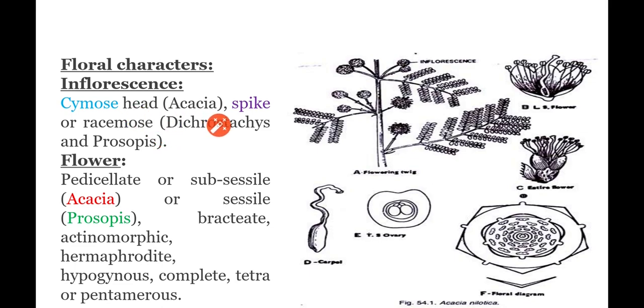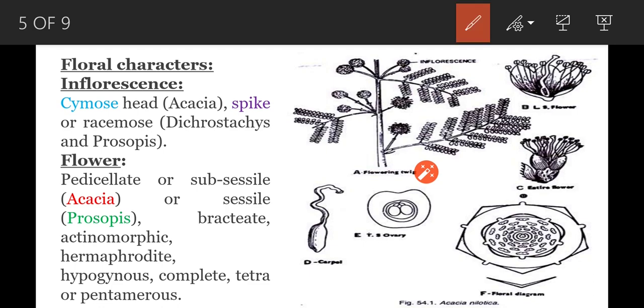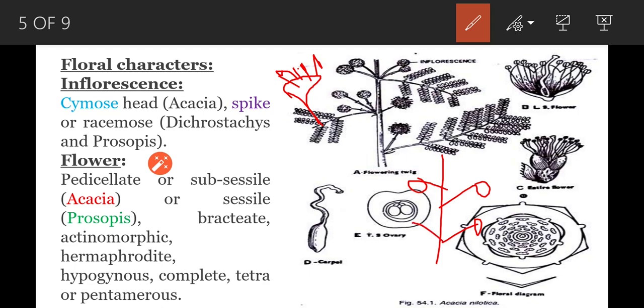Cymose head is seen in Acacia nilotica. This is cymose head. That means the inflorescence axis is condensed to form a flattened disc. On the flattened disc, a number of flowers are present. Such inflorescence is called cymose head. Spike inflorescence is also found in some members of Mimosaceae family. Next, racemose inflorescence is found in Prosopis. In Prosopis, the inflorescence axis shows continuous growth. On the inflorescence axis, a number of flowers are produced.